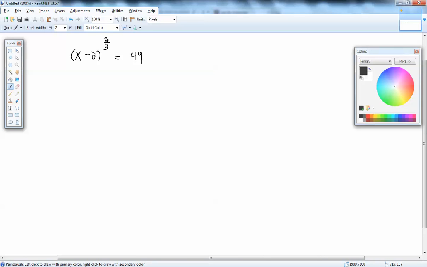Now what we want to do is, if you've got the entire side to a power like this, you're going to raise both sides to the reciprocal. So we've got x minus 2 to the 2/3 power. What the reciprocal means is the fraction flipped. So the 2/3 becomes 3/2. So we're taking both sides to the 3/2 power.